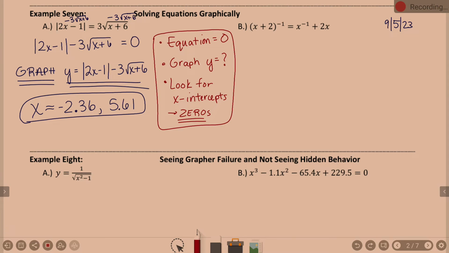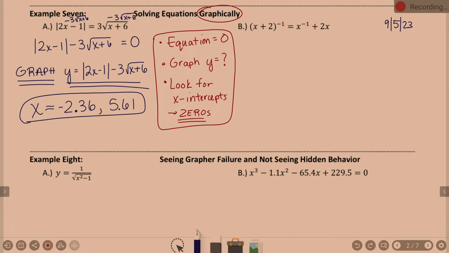x plus 2 to the power of negative 1 equals x to the negative 1 plus 2x. Again, we're being asked to solve graphically. So I need it in a y equals form. How can I get this equation equal to 0? And again, we're not doing any fancy math. We're just moving stuff around.